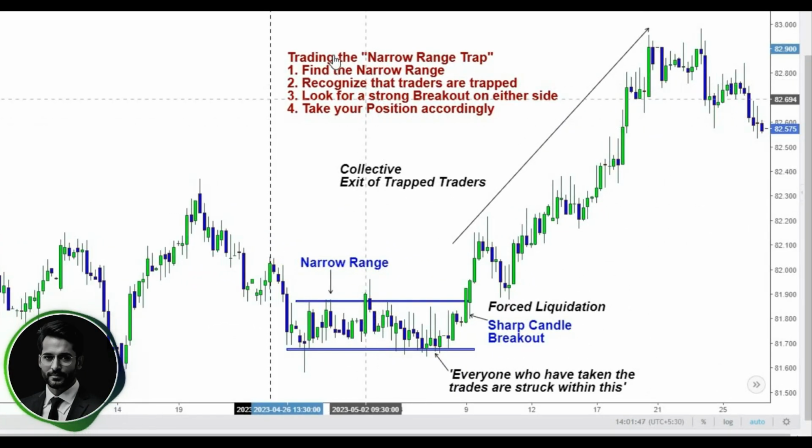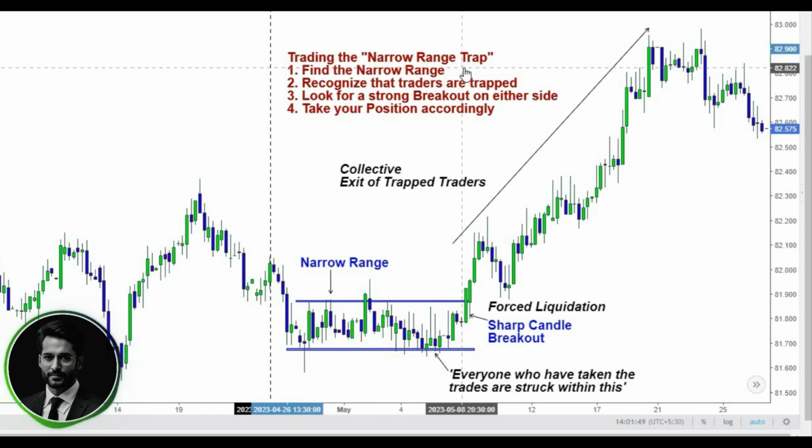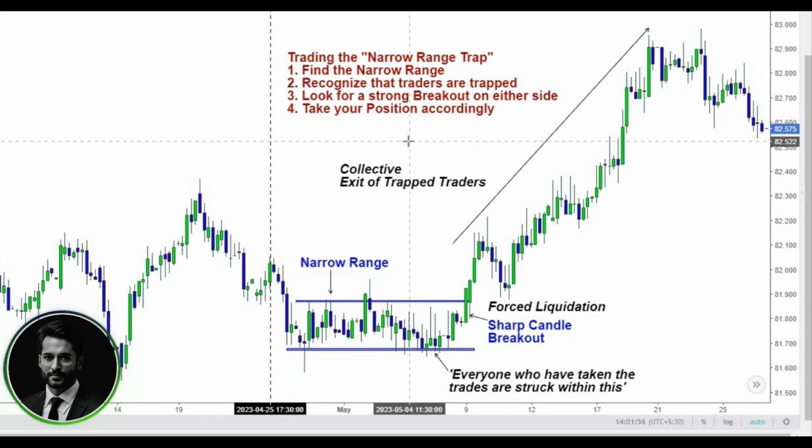And here is the thing. This particular strategy is called the narrow range trap. This is something that most professional traders usually pay attention to. If you have traded in some kind of prop desk, or if you have some actual institutional trading experience, you know that these kinds of narrow range traps can create very good momentum in your direction. They can create very sharp movement.